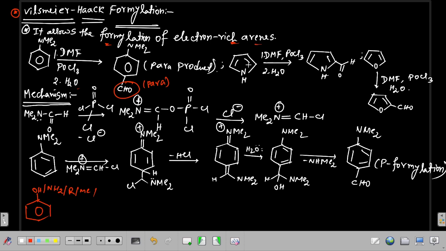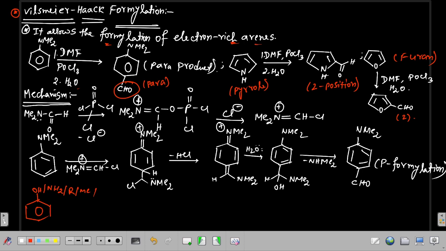Now in the case of heteroaromatic species, this is a pyrrole. In these cases, the formylation happens at the two position. This is a furan. Here also the formylation happens at the second position. Now we will see the mechanism of this reaction.